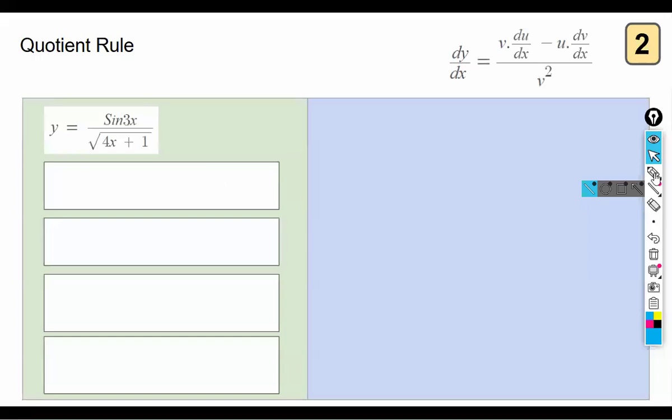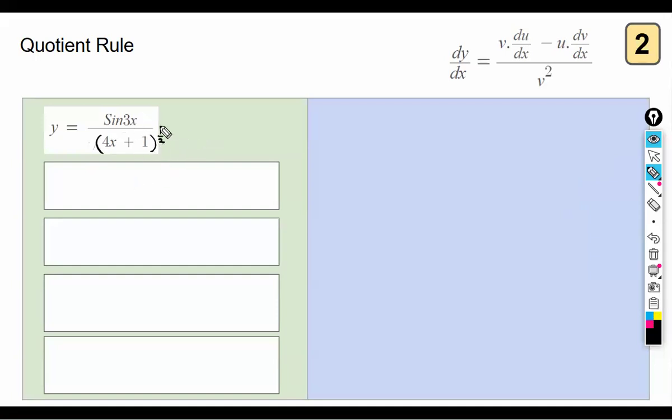Remember, that square root is a problem, right? Meaning that you throw away the square root and replace it with the power of a half. That's the easiest way to go about the question.